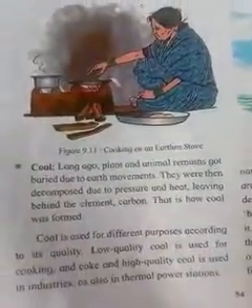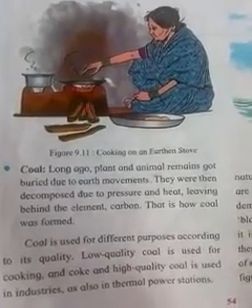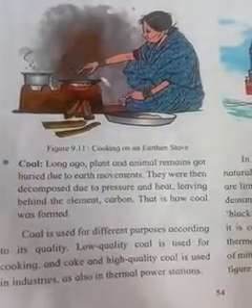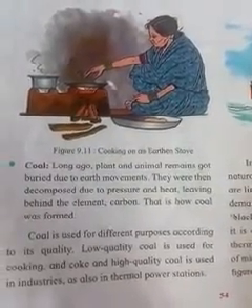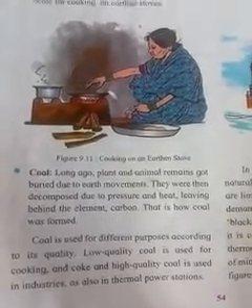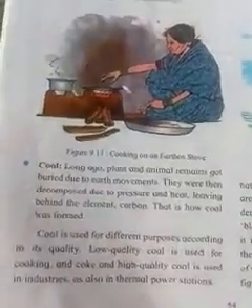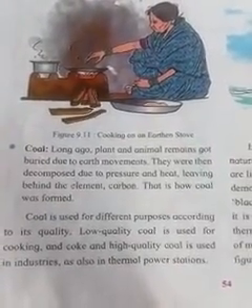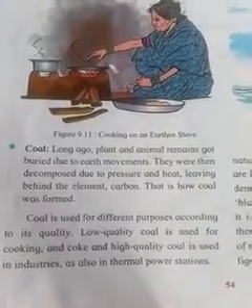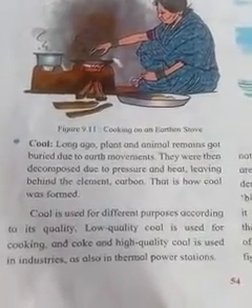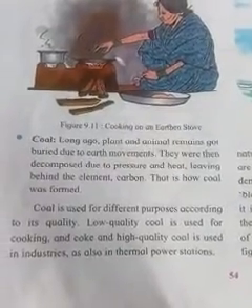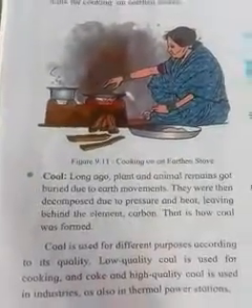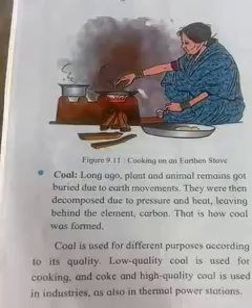Then second, coal. Long ago, plants and animal remains got buried due to the earth movement. They were then decomposed due to the pressure and heat, leaving behind the element carbon. That is how coal was formed. Coal is used for different purposes according to its quality. Low quality coal is used for cooking and coke, and high quality coal is used for industries and also thermal power stations. That means coal is the second substance based energy resource.